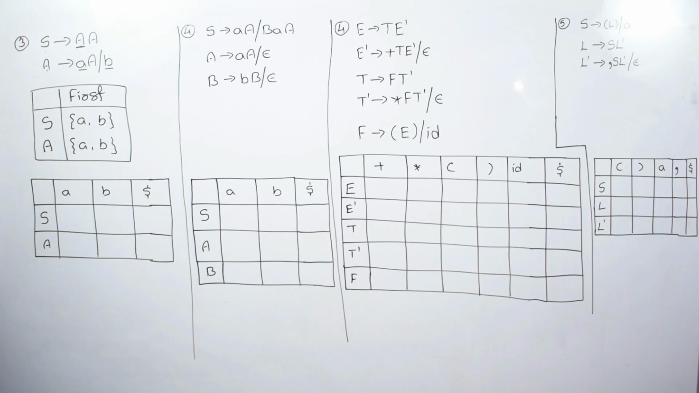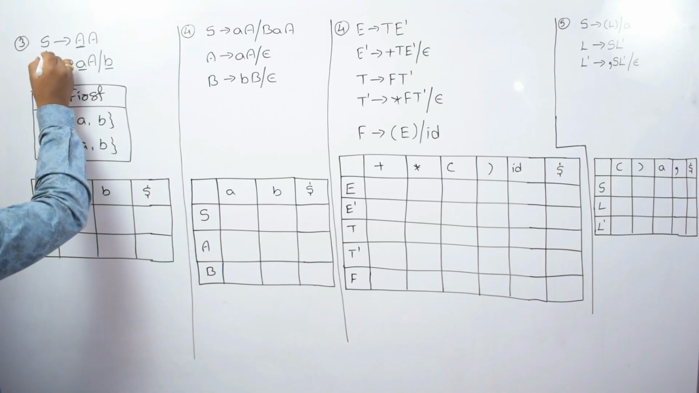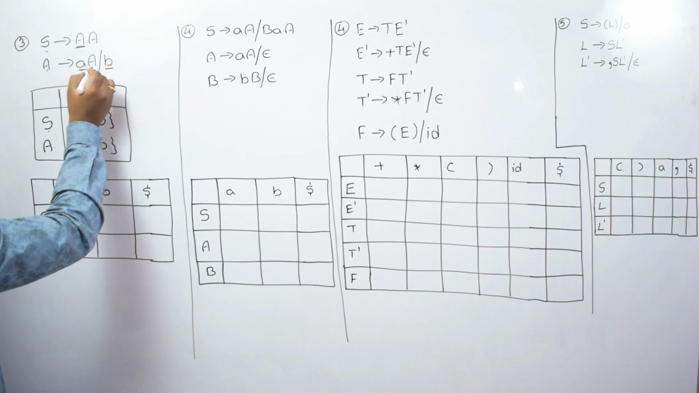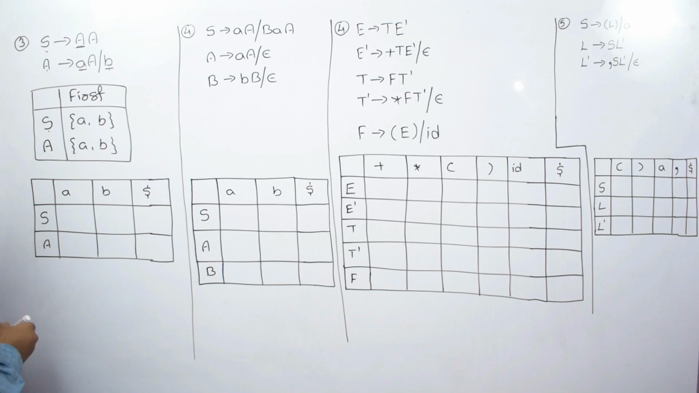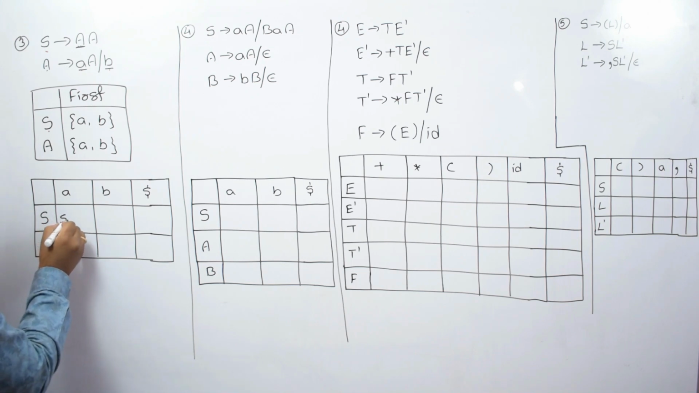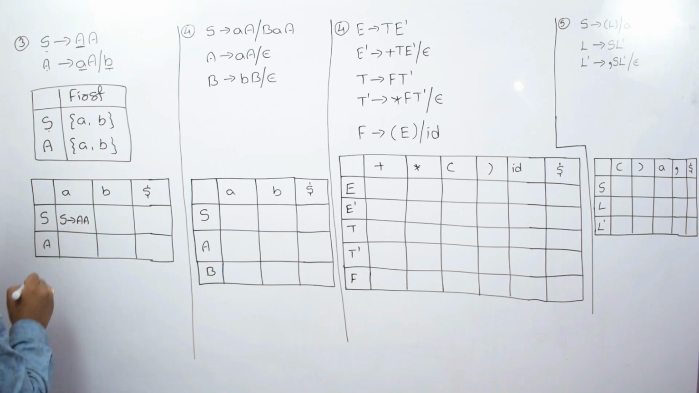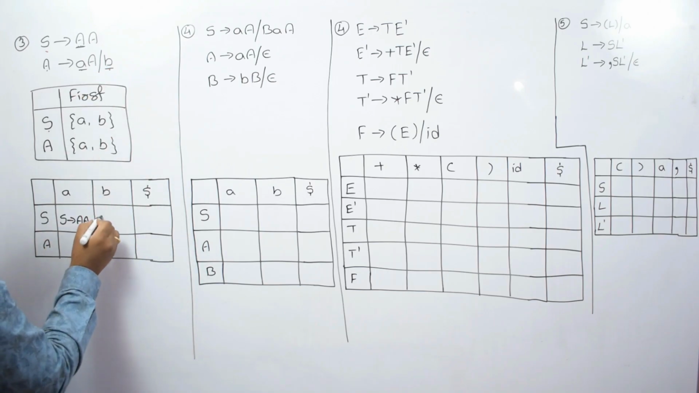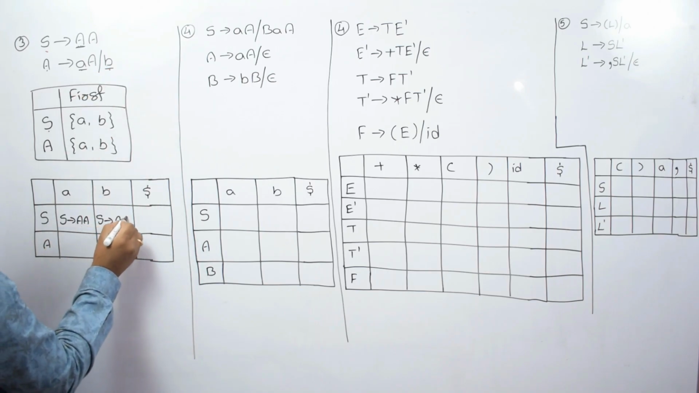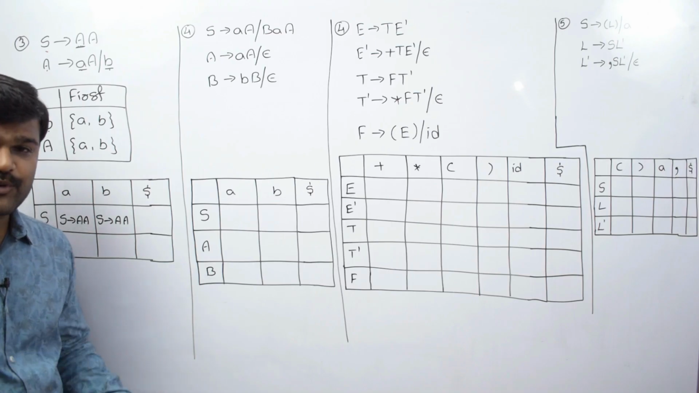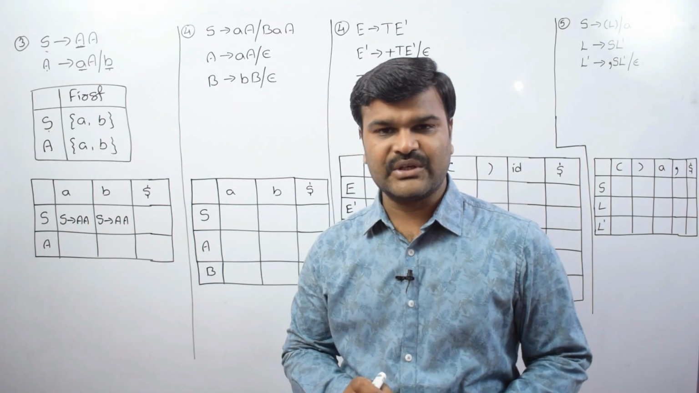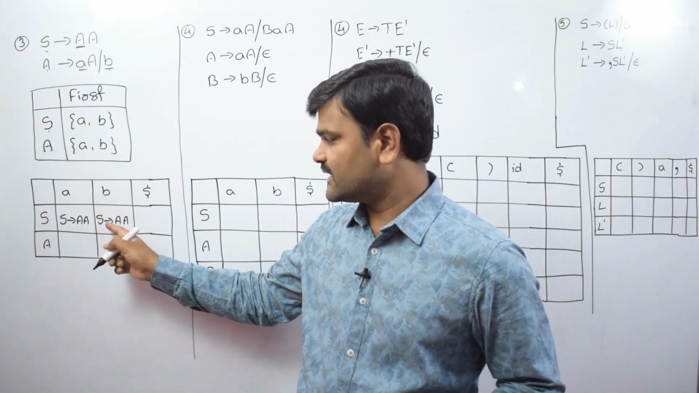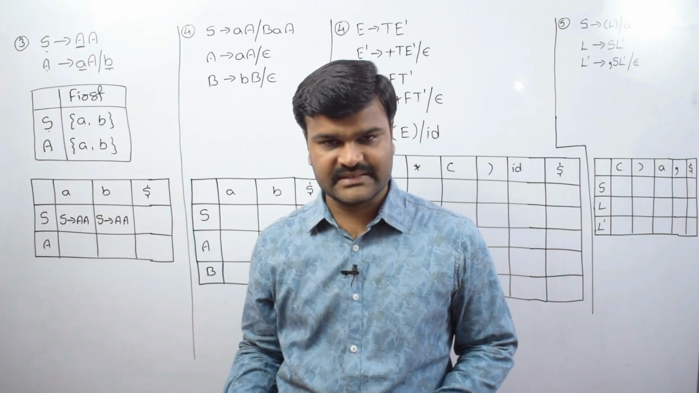So now, directly also you can construct. Whenever you are at S, first of S is what? Either A or B. So under A we are going to write down S arrow AA, and under B also you are writing S arrow AA, because the same production is giving either A as a first or B as a first. Okay. So that is why the same production we are adding under these two terminals.